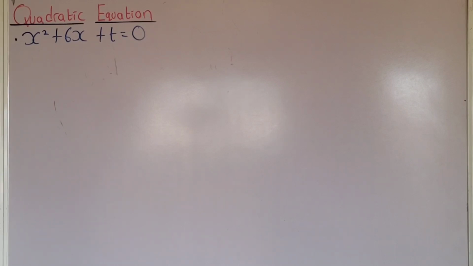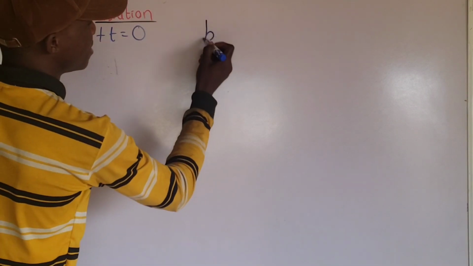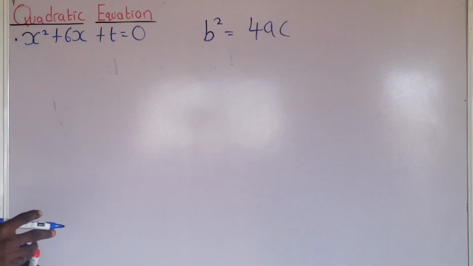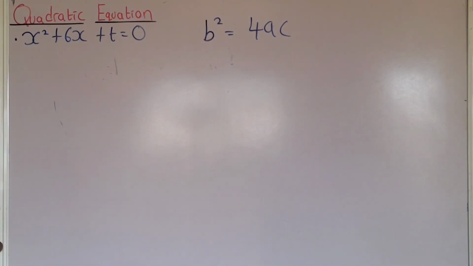For a quadratic expression to be a perfect square, b squared must be equal to 4ac. Listen, for a quadratic expression to be a perfect square, b squared must be equal to 4ac. Don't forget, in our previous class I told you that b is the second term, a is the first term, and c is the constant term.